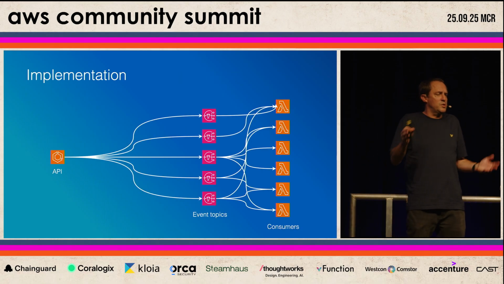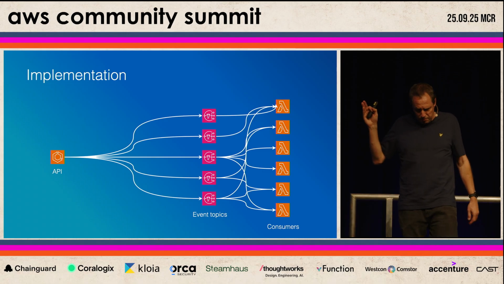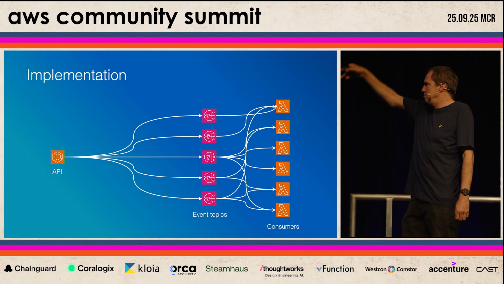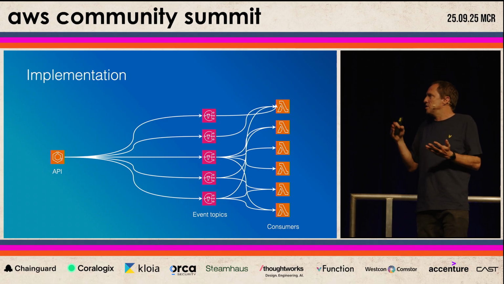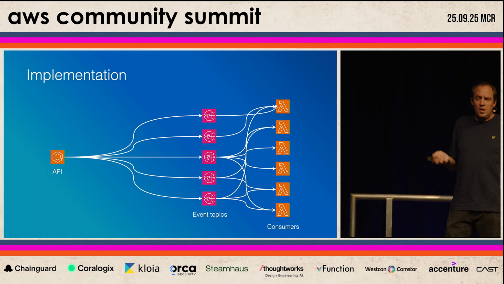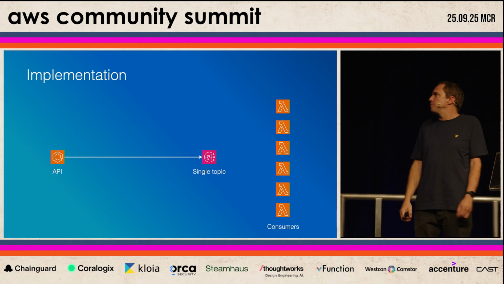So this was how we started. So we'd have an API. It would be publishing to each separate topic for the consumers, right? So the API is doing all the work. We want to go to a single topic.